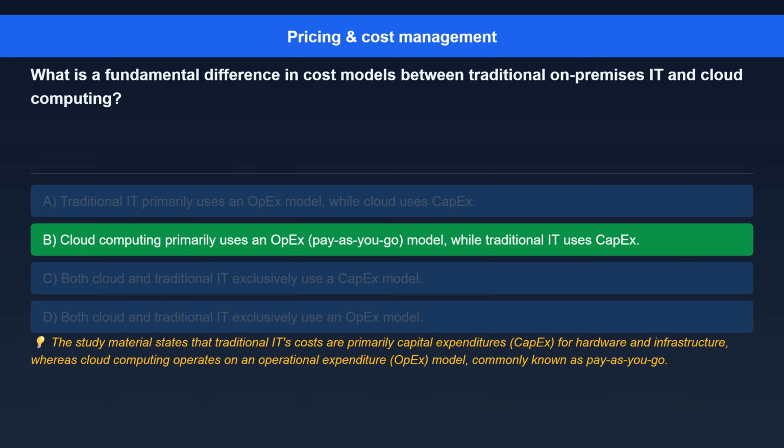The correct answer is cloud computing primarily uses an OpEx, pay-as-you-go model, while traditional IT uses CapEx. Here's the explanation. The study material states that traditional IT's costs are primarily capital expenditures, CapEx, for hardware and infrastructure, whereas cloud computing operates on an operational expenditure, OpEx, model, commonly known as pay-as-you-go.